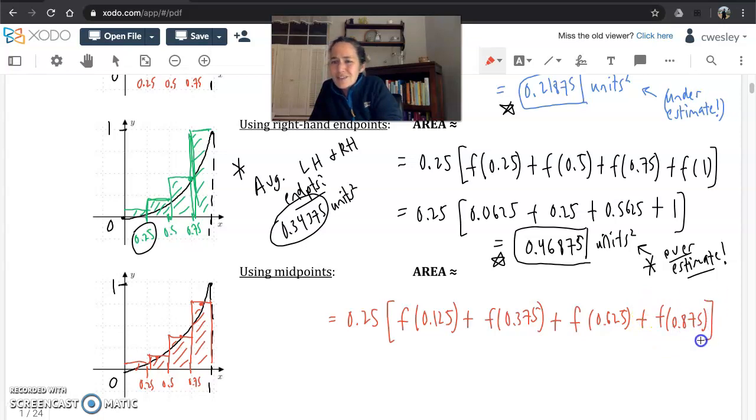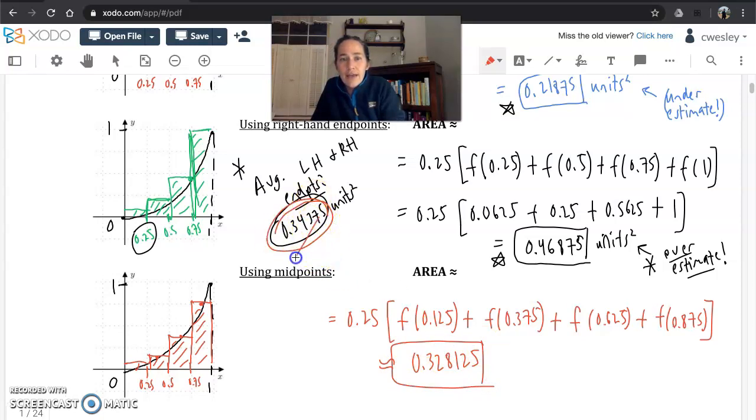This is a lot of calculating, and you can just trust me from here. We are not going to be doing this a lot. We're kind of just experimenting before we have an actual shortcut. So all these numbers would get squared. You'd add them up, multiply by 0.25. If you want to trust me on this one, you get an approximation of 0.328125. And I said that so far this was the best we could have done. Well, you know what? Now this is the best you can do with 4 rectangles.